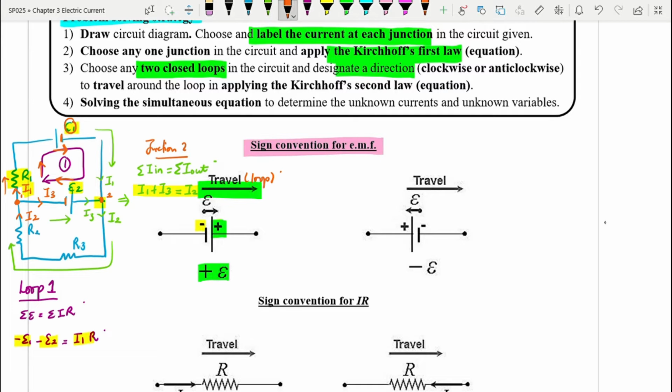Tetapi kalau travel ni adalah loop, kalau loop kita dalam kes ni dia ke kanan, tetapi apa yang kita tengok dekat sini adalah dia ke arah negative terminal. Okey, dia ke arah negatif terminal. Jadi, apa yang jadi? EMF kita akan jadi negatif. As simple as that. Fokus kepada direction of loop dan tengok dia ke arah positif ataupun ke arah negatif. So, kita akan decide sama dia EMF kita positif atau negatif. So, begitu juga untuk sign convention bagi I dengan R.